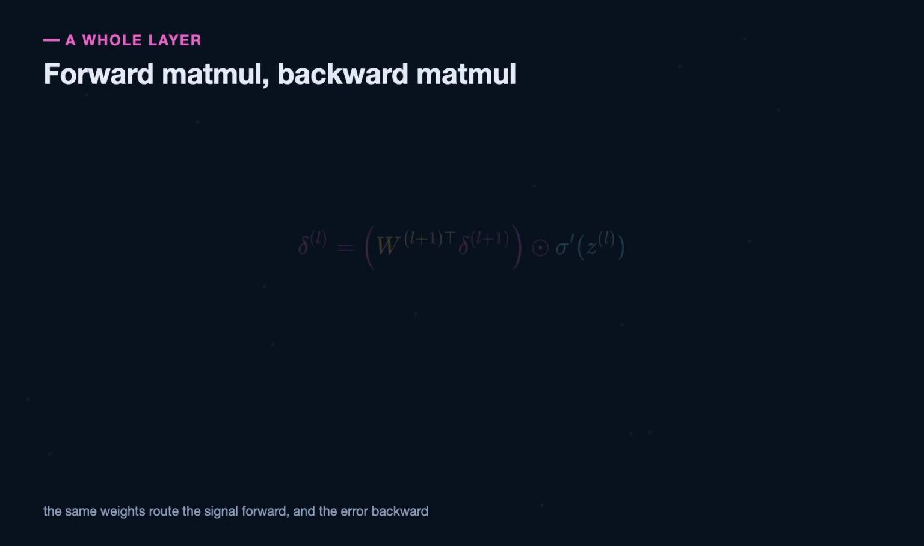Now scale it up from one neuron to a whole layer. The deltas of one layer are computed from the deltas of the next layer, sent backward through the transpose of the weight matrix. The same weights used forward now route the error backward. And the gradient of the weights themselves is an outer product, delta times the incoming activations. So the whole layer is one matrix multiply going forward and one matrix multiply coming back, perfectly symmetric.